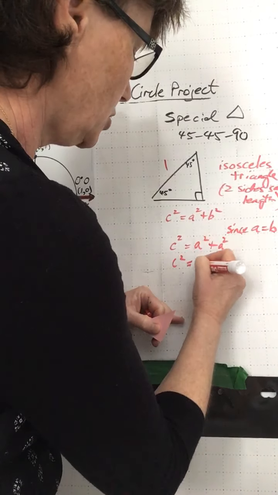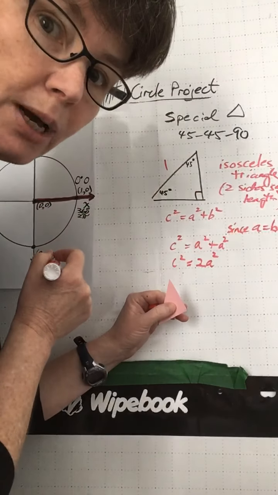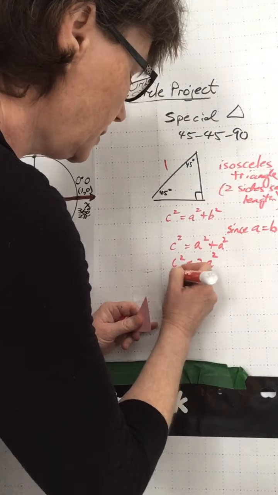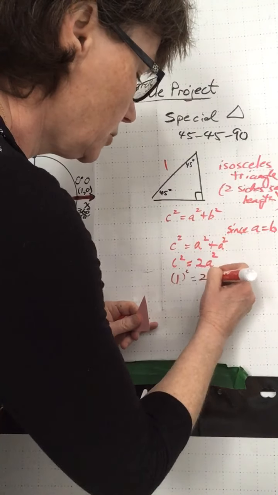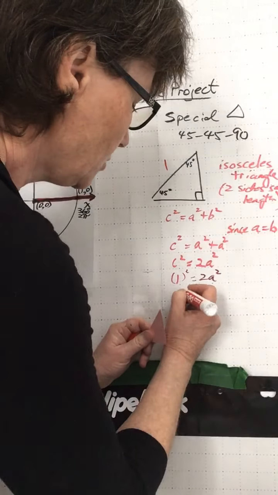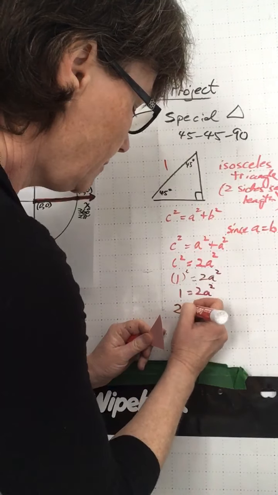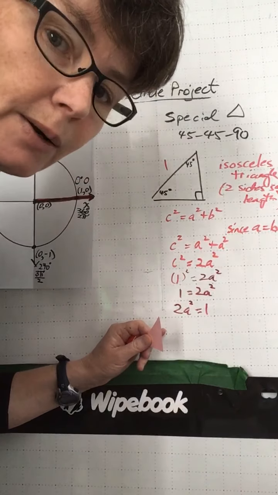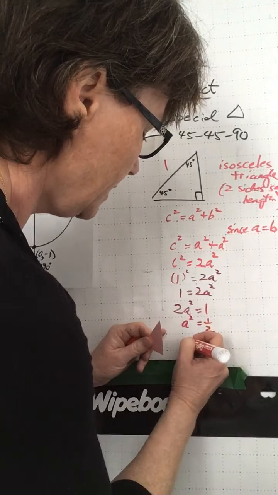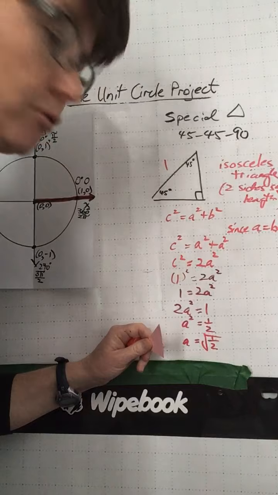So c squared equals 2a squared. We know that c, our hypotenuse, is equal to 1. So 1 squared equals 2a squared. All right, let's just do the algebra and solve for a. So 1 equals 2a squared. I prefer to have it written on this side, so our unknown is on the left. Divide both sides by 2, and then square root both sides. So a equals the square root of 1/2.